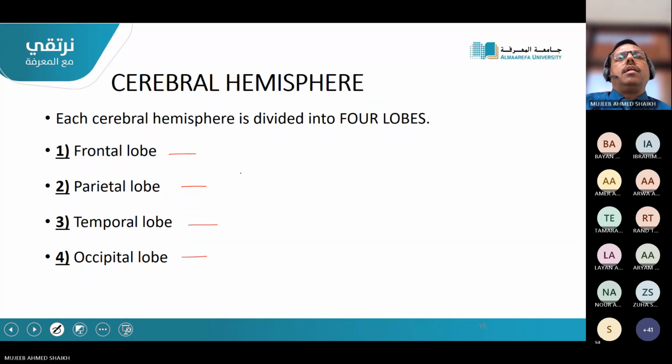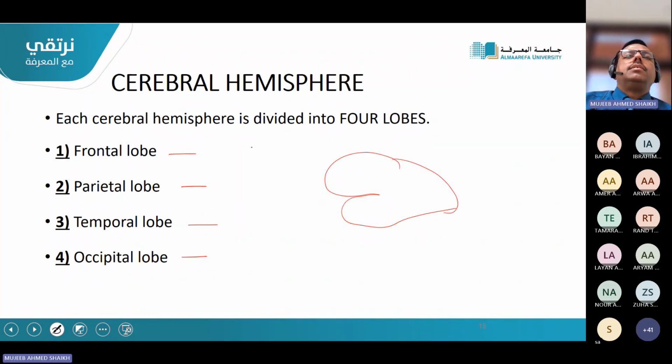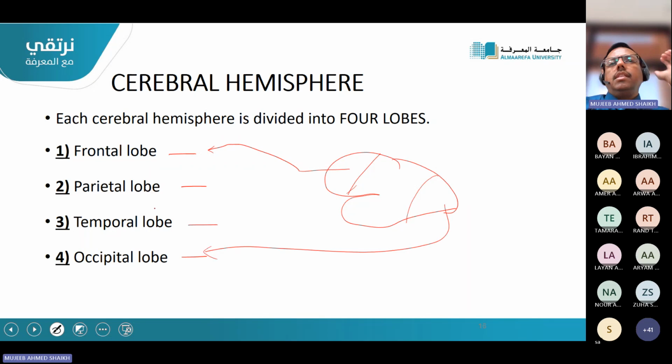If you divide the whole cerebrum, this area is called the frontal lobe because it is in the front. This area is called the occipital lobe because it is under the occipital bone, at the back of the skull. This area is called the temporal lobe, in connection with the temporal bone. And this area is called the parietal lobe. So this is how the brain is divided into four lobes. Frontal, which is in the front.